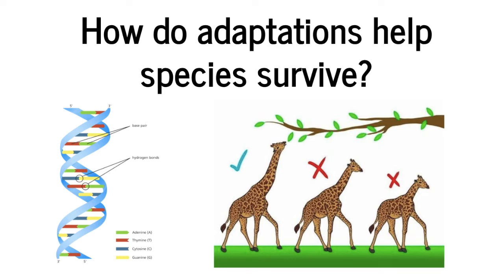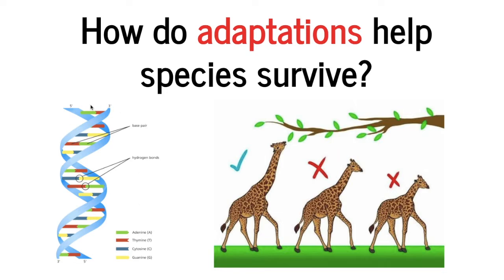Today we'll ask ourselves, how do adaptations help species survive? By adaptations, we mean an inherited trait that helps a species live longer in its environment. Remember that mutations are random. They can be bad or good.